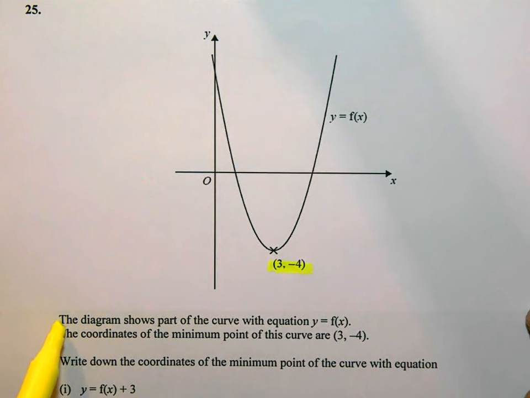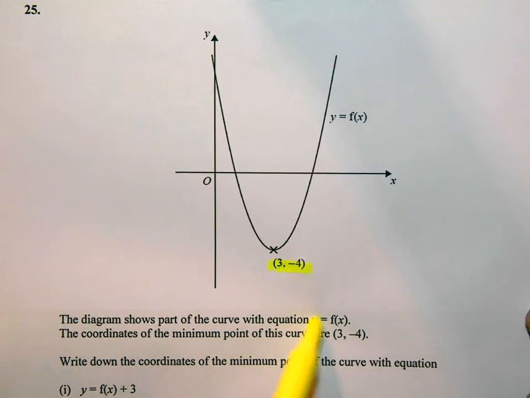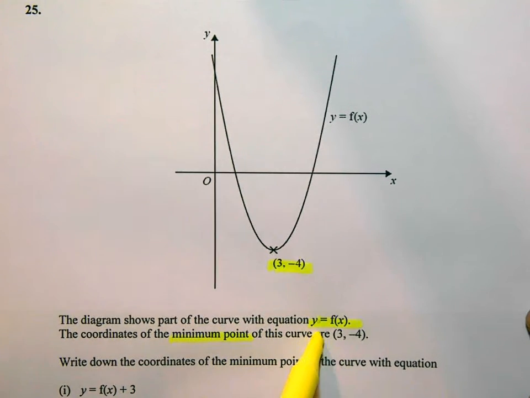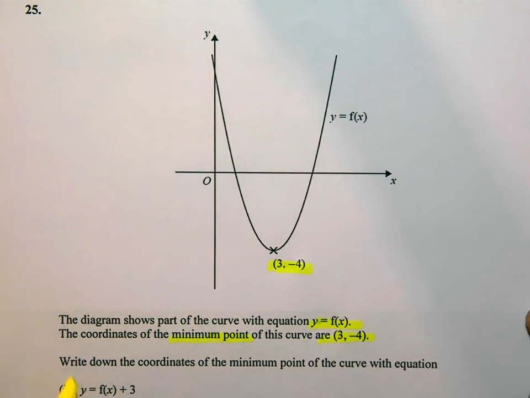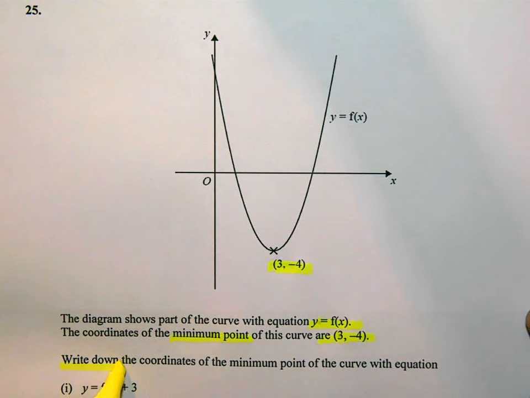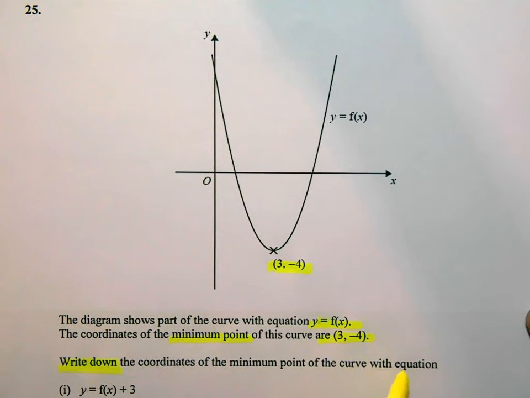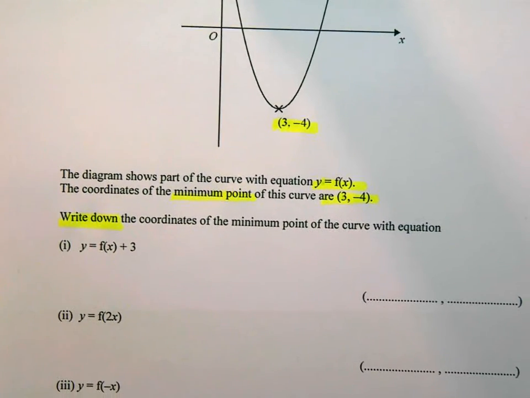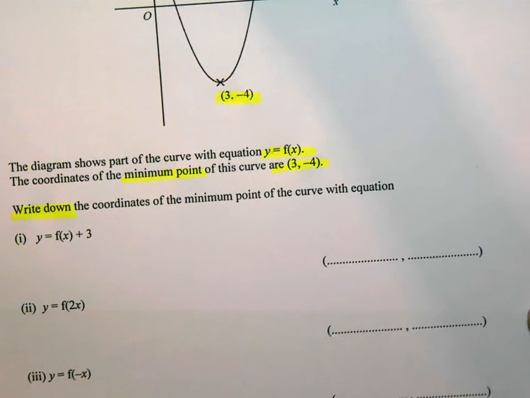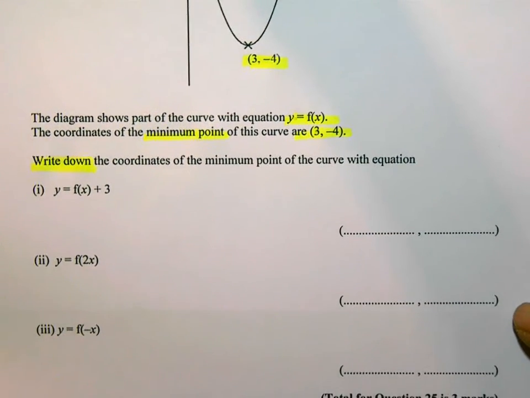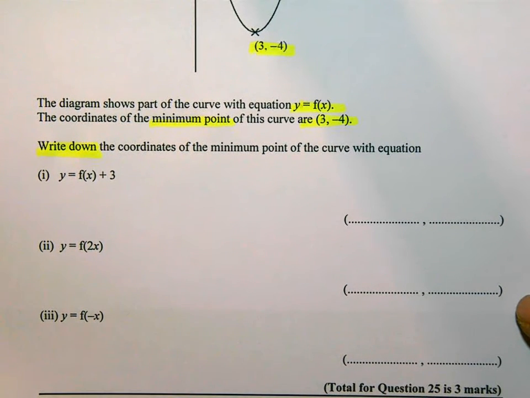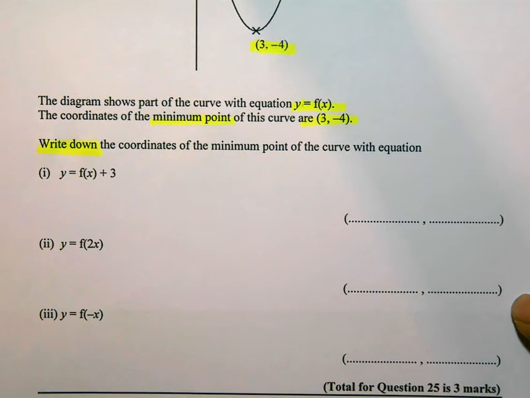The diagram shows part of a curve with equation y is equal to f of x. The coordinates of the minimum point on the curve are (3, -4). Write down the coordinates of the minimum point of the curve with equation, and they've given us 3 sets of transformations that they want us to work out, and write down the coordinates for that minimum point when those transformations occur. So let's look at each of them in turn.